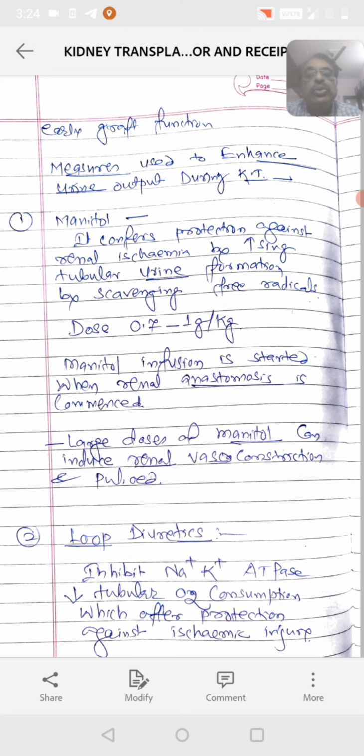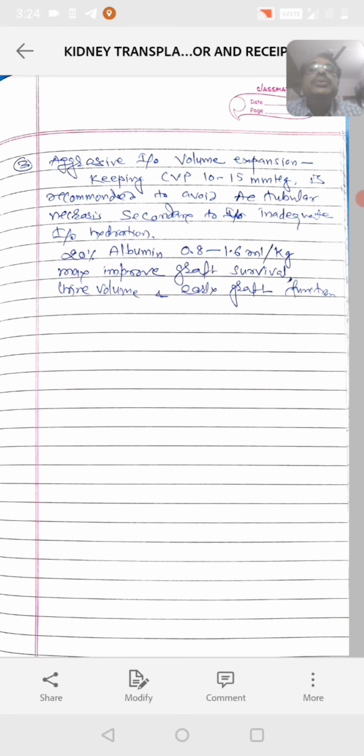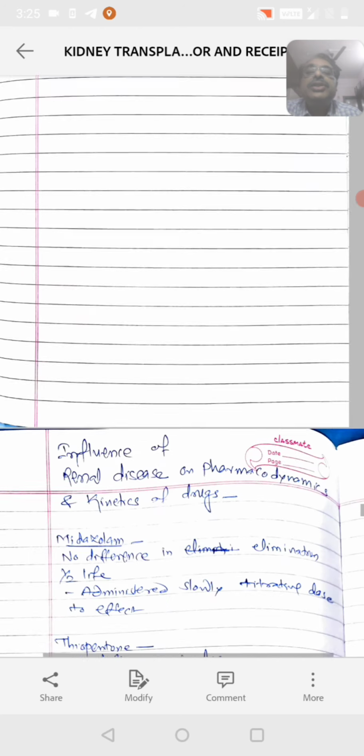Second is loop diuretics. Loop diuretics inhibit the sodium potassium ATPase pump and decrease tubular oxygen consumption, which offers protection against ischemic injury. Third, aggressive intraoperative volume expansion, keeping CVP 10 to 15 millimeters of mercury, is recommended. Why? To avoid acute tubular necrosis secondary to inadequate intraoperative hydration.